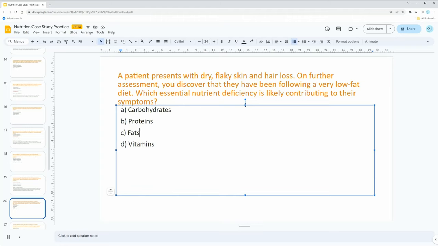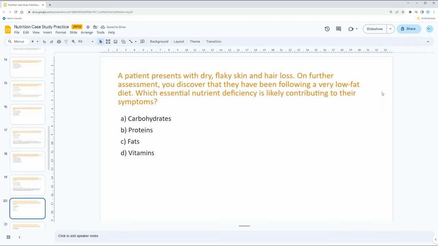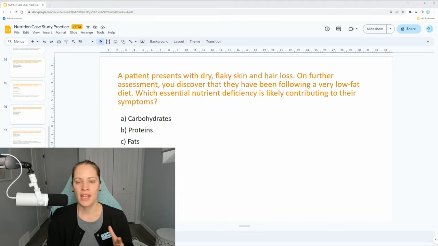A patient presents with dry, flaky skin and hair loss. On further assessment, you discover that they have been following a very low-fat diet. Which essential nutrient deficiency is likely contributing to these symptoms? So, not good, right? They have dry skin, hair loss. They're following a low-fat diet.